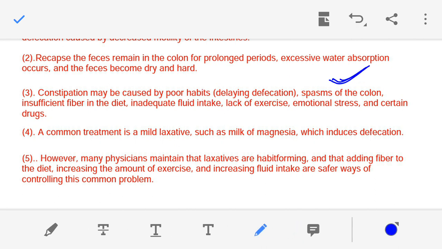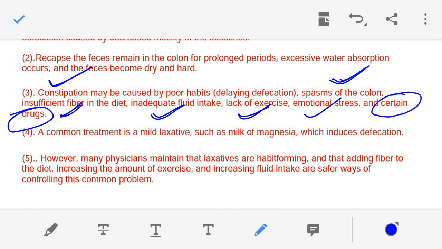Then the spasm of the colon. Spasm means spontaneous and sudden contraction of the colon. In such a person, the spontaneous and sudden contractions of the colon are lacking, so that person also suffers from constipation. Then insufficient fiber in the person's diet, inadequate fluid intake, the person is not drinking much water during the day, not performing exercises, is under stress, or is using certain kinds of drugs. These are all factors for constipation.